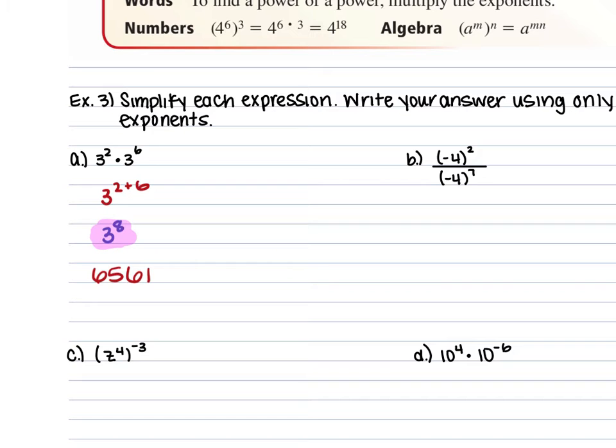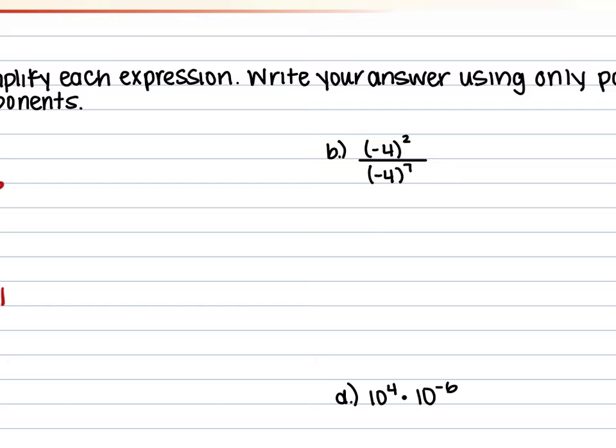For example B, we have negative 4 raised to the 2nd power over negative 4 raised to the 7th power. You have a base of negative 4 on both the top and the bottom of this fraction. So you can keep the negative 4 and just subtract those exponents. So we have negative 4 raised to the 2nd power minus the 7th power. 2 minus 7 gives us negative 5. So it's negative 4 raised to the negative 5th power.